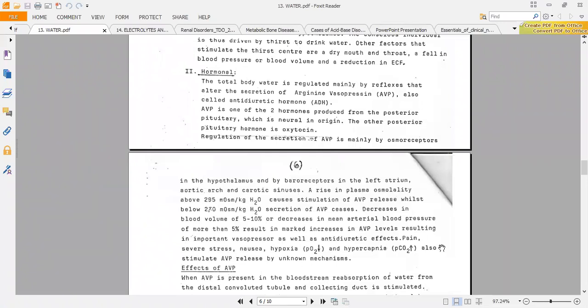Someone who is in pain, or someone who is severely stressed, nausea, hypoxia, hypercapnia. So this part of the slide is very important: pain, severe stress, nausea, hypoxia, and hypercapnia, that's high levels of carbon dioxide, also stimulate vasopressin release by an unknown mechanism. They are saying that the mechanism is not known.